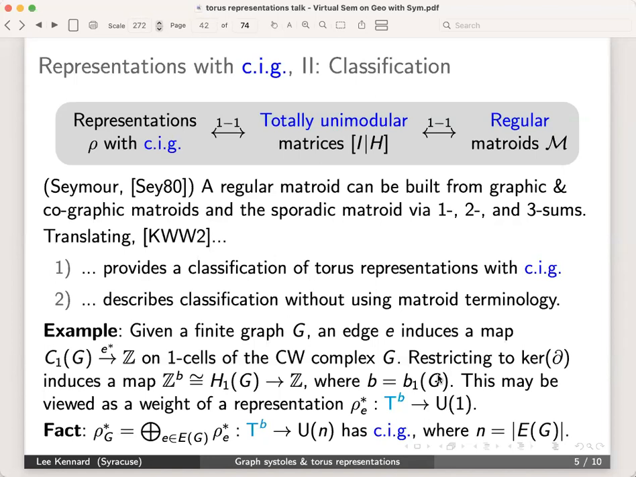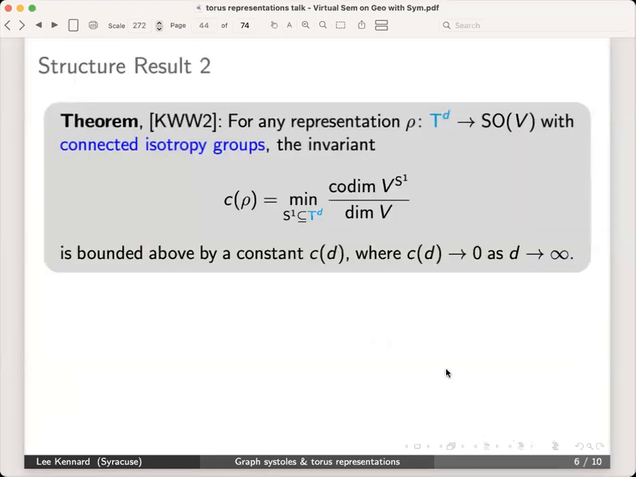This gave us an avenue toward solving our problem. And the problem is this. This is the conclusion, and I'm calling this structure result 2. So for any representation with connected isotropy groups, you can consider the subgroups, and the smallest subgroups that are circles. You look at those fixed point sets.